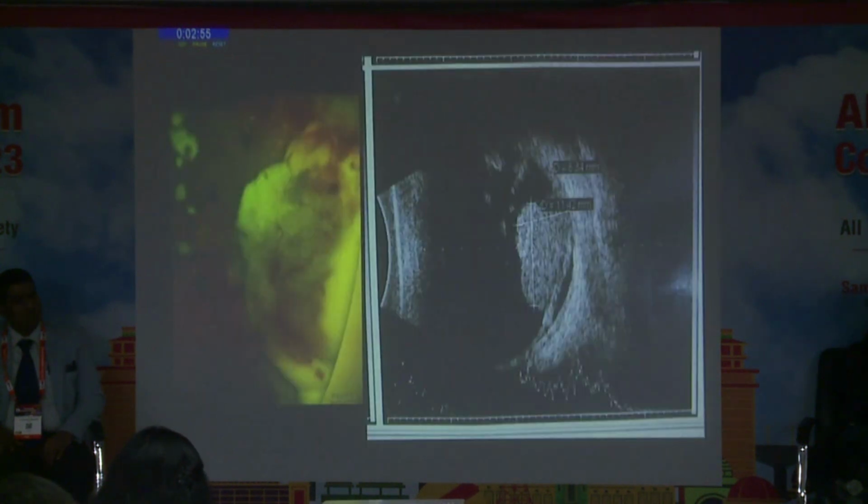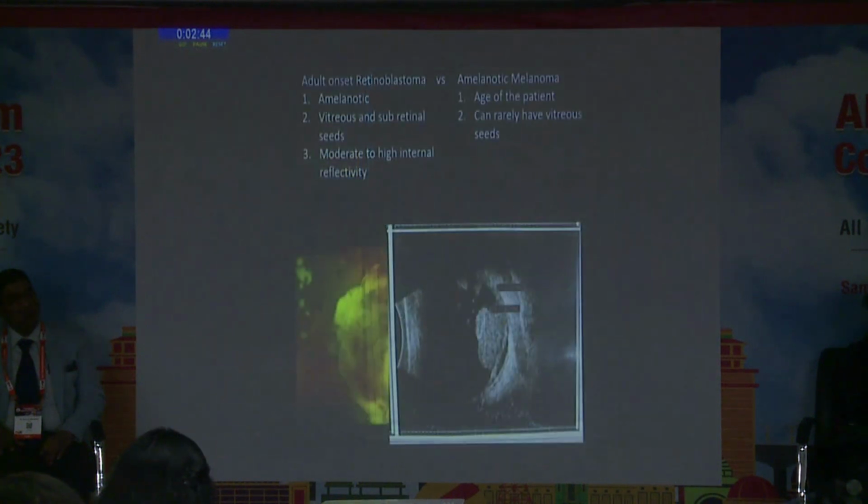On wide field imaging, you can see a large mass in the periphery, which has a subretinal component and an epiretinal fluffy component, and there are multiple floating vitreous spheres. On B scan, you can see a corresponding hyperreflective mass, with epiretinal, subretinal, and vitreous components as well, and a little subretinal fluid.